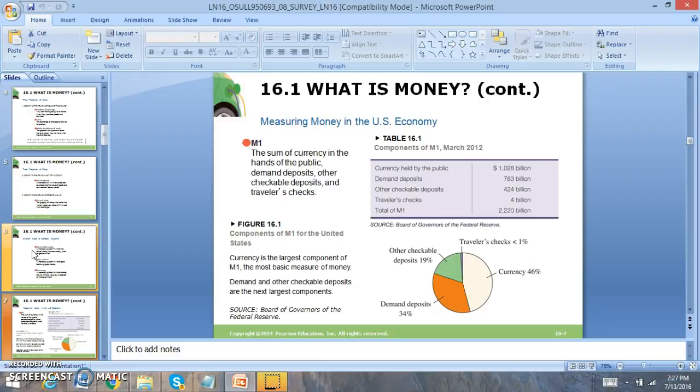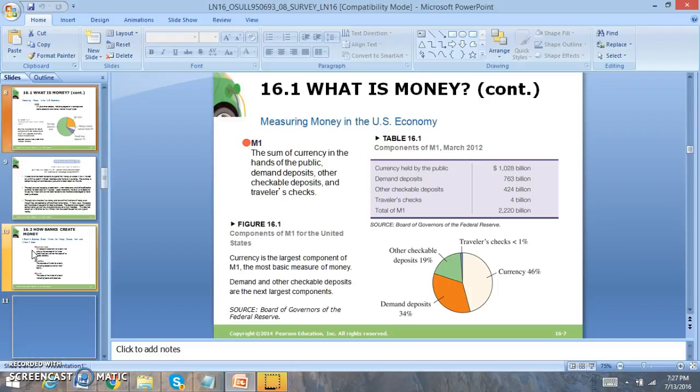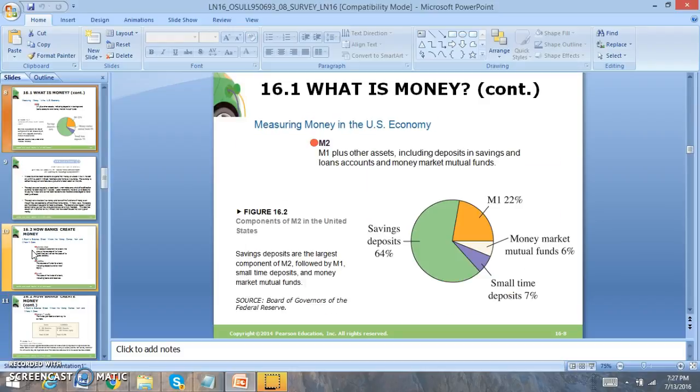When we look at the money supply, we're going to divide money into two different things. We're going to divide money into M1 and M2. M1 is going to be anything that's very liquid. So currency, traveler's checks, demand deposits, all of those are going to be part of M1. Now M2 is going to be everything in M1 plus savings deposits, small time deposits, money market mutual funds.